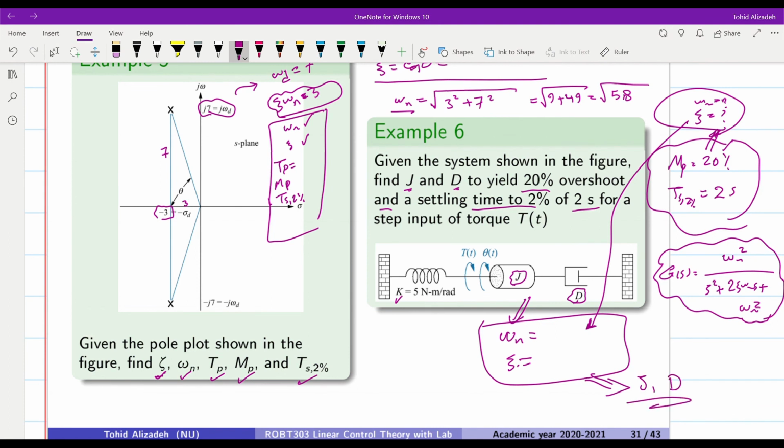Okay, so I think it's kind of straightforward. You just need to determine the transfer function for this system. Once you have the transfer function for the system, you just follow these steps and then you will end up with the values for J and D that we want to have in order to satisfy this 20% overshoot and 2 seconds settling time requirements.